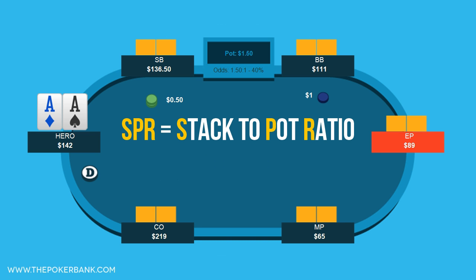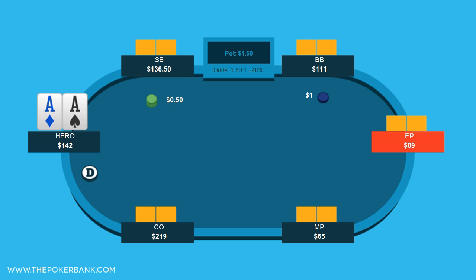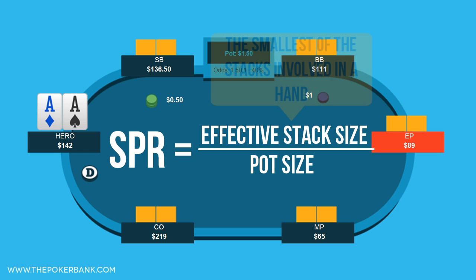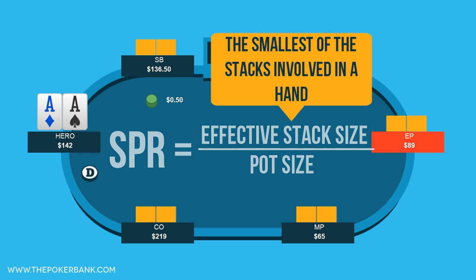We use SPR as a pre-flop and flop metric for how automatically committed we are to a pot. To figure out the SPR, we can use this very simple formula: SPR equals effective stack size divided by pot size. And remember that the effective stack size is the smallest of the stack sizes involved in a hand.